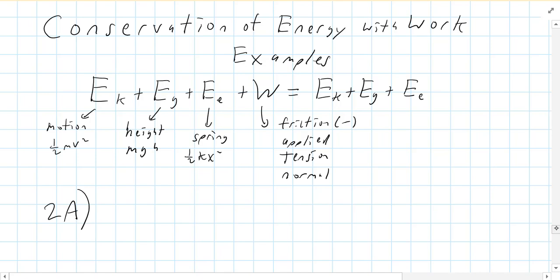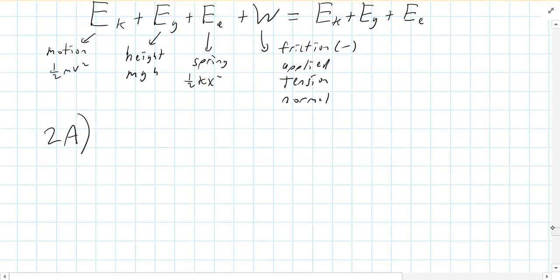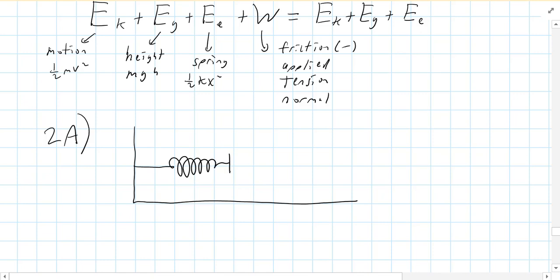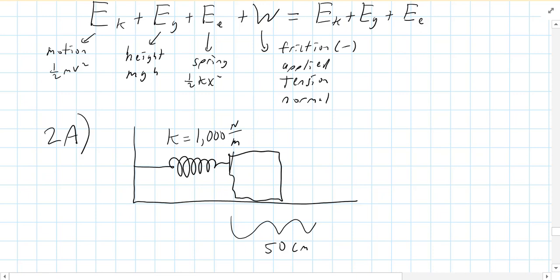So let me kind of redraw that. I'm going to move this down a little bit. All right. So let's say you have the floor here and a wall, and you have a spring against the wall. And let's say you have compressed the spring 50 centimeters, and it has a spring constant of 1,000 newtons per meter. And you put a book up against the spring, and the mass of the book is 2 kilograms. Okay. And then you let the book go.